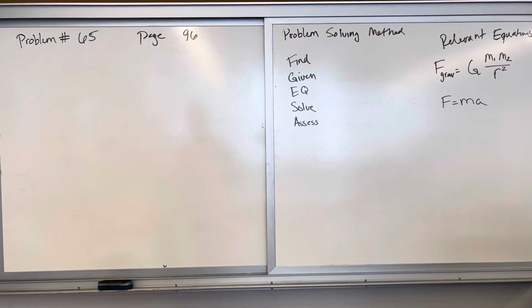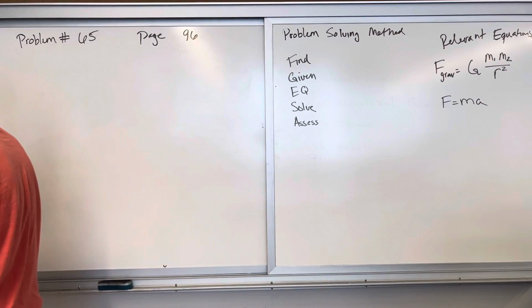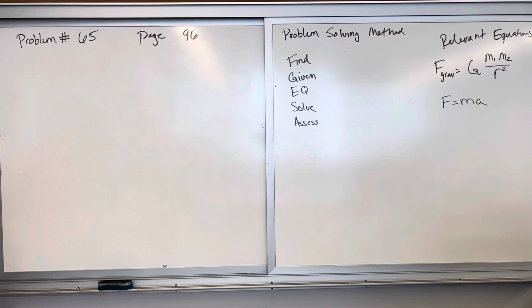We have example problem number 65, found on page 96, chapter 5 on gravity. This question reads, what is the gravitational force between two 20-kilogram iron balls separated by a distance of 0.5 meters? How does this compare with the weight of either ball?